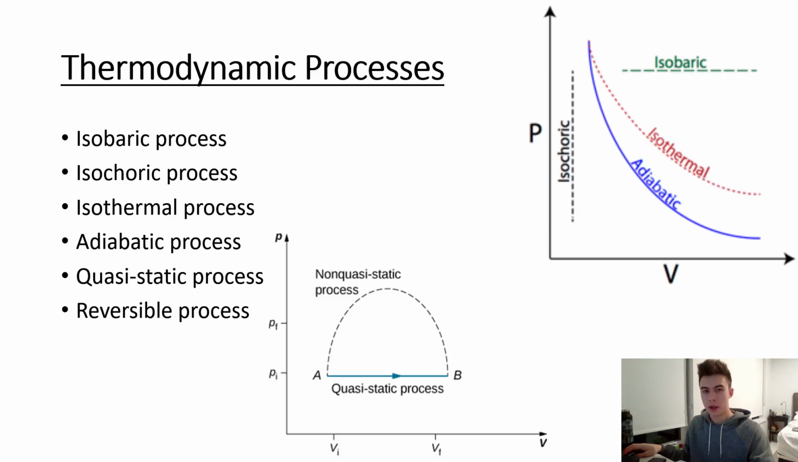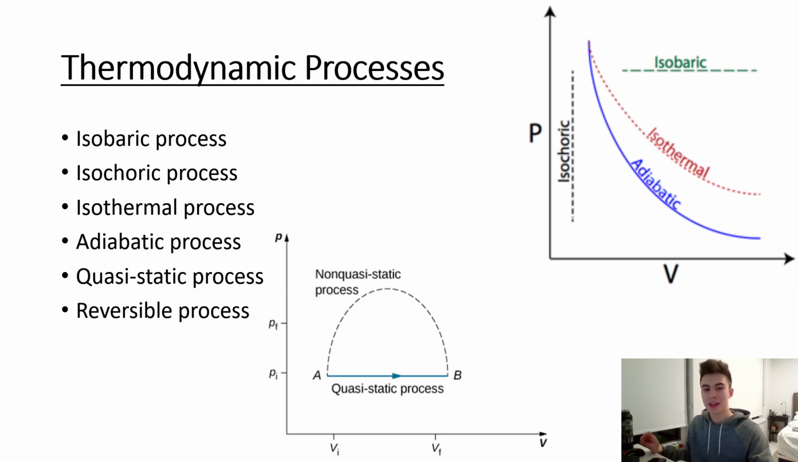Here on the screen, I have listed 6 different thermodynamic processes. So starting with an isobaric process. An isobaric process is a process in which the pressure stays constant in the system, whereas an isochoric process has constant volume. An isothermal process has constant temperature, and an adiabatic process is a process in which no heat is transferred to or from the system.